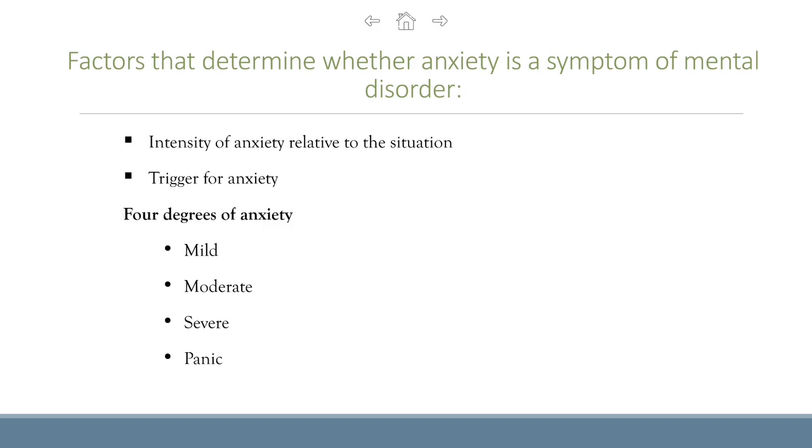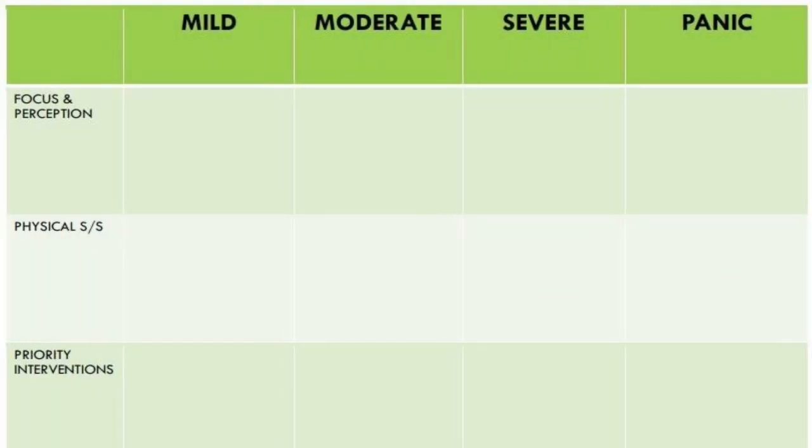There are 4 levels or 4 degrees of anxiety. There's mild, moderate, severe, and panic. We will go over in class what these 4 levels are, nursing interventions for each, and how to identify if your patient is having a mild level of anxiety versus severe or a panic attack.